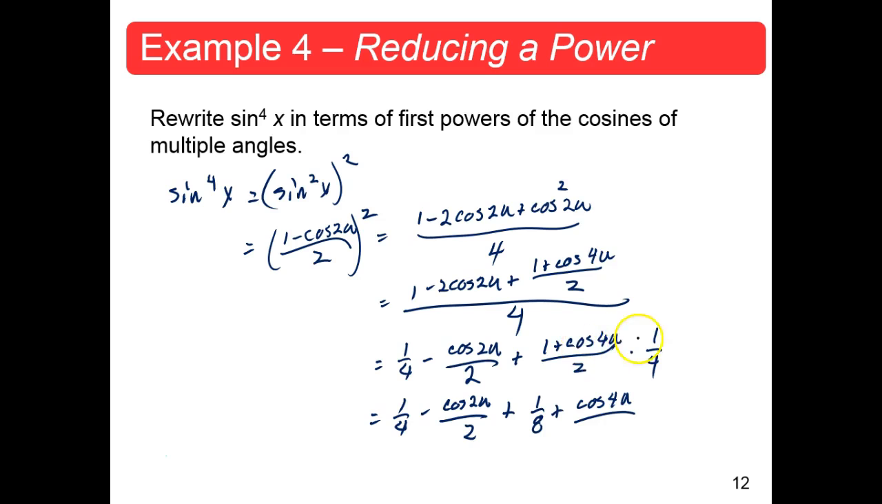And this will be cosine 4u over 8. Now 1/4 plus 1/8 becomes 3/8, right? Minus cosine 2u over 2 plus cosine 4u over 8. I hope we got it right. Let's see if we did. They factored out a 1/8. We could do that, and that would leave you a 3 here and 4 minus 4 cosine 2.